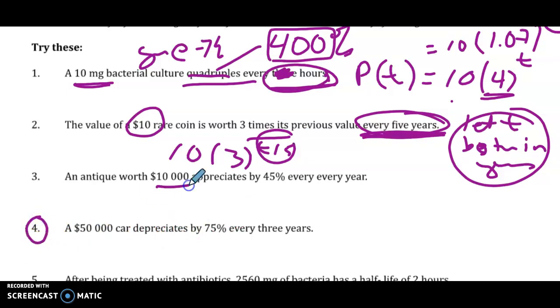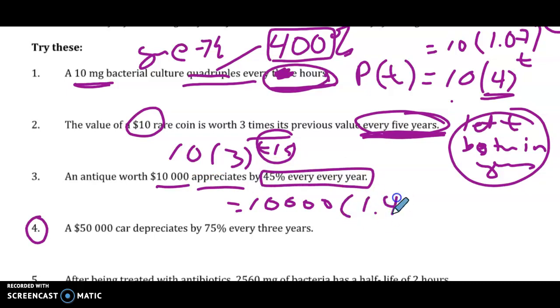Let's look at 3. We start at 10,000 bucks, so there's our initial value, and here it's going to appreciate. Appreciate means the opposite of depreciate. It's going to go up, so that's growth. So that'll be 1.45, and then t. In this case, don't worry too much about defining the variables. We're just coming up with the basic equation: initial value times 1 plus the growth rate, 45%, to the power of t.